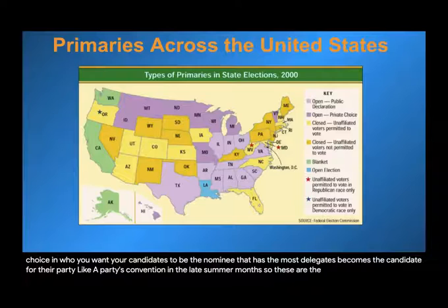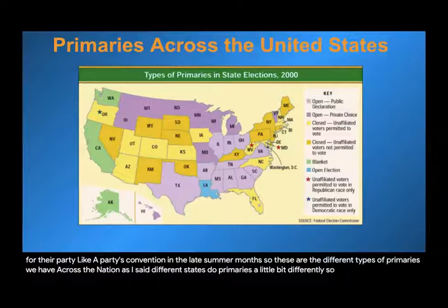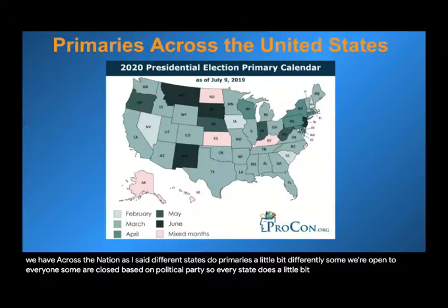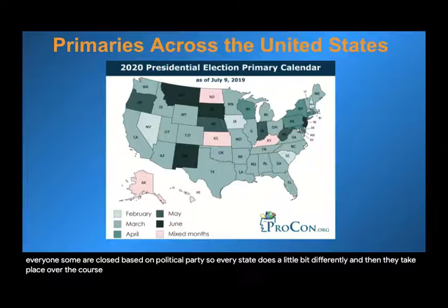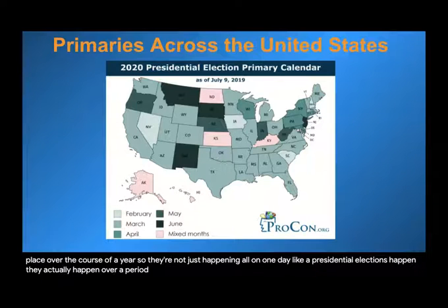So these are the different types of primaries we have across the nation. As I said, different states do primaries a little bit differently. Some are open to everyone, some are closed based on political party. So every state does it a little bit differently. And then they take place over the course of a year. So they're not just happening all on one day like the presidential elections happen. They actually happen over a period of time.